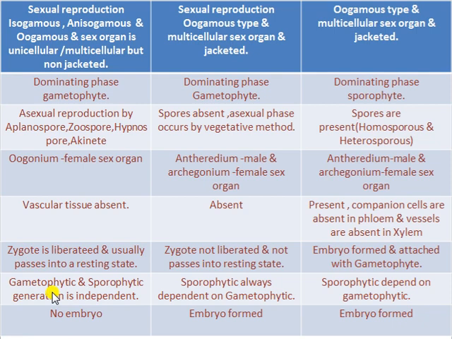Next, which generation is dependent on which generation, that is written in this point. That means dependence of the generation. First, the gametophytic and sporophytic generations are independent. That means they are not depending on each other in the case of Thallophyta or algae.